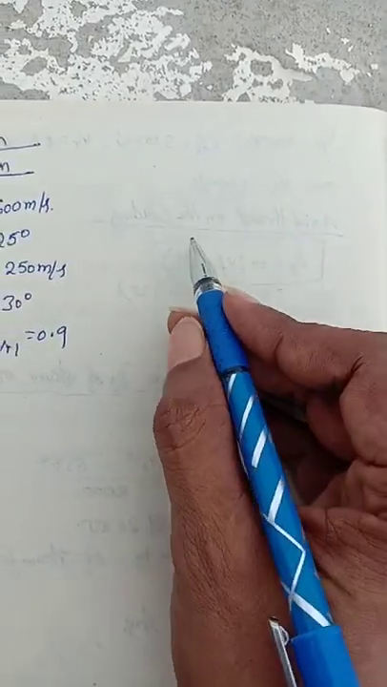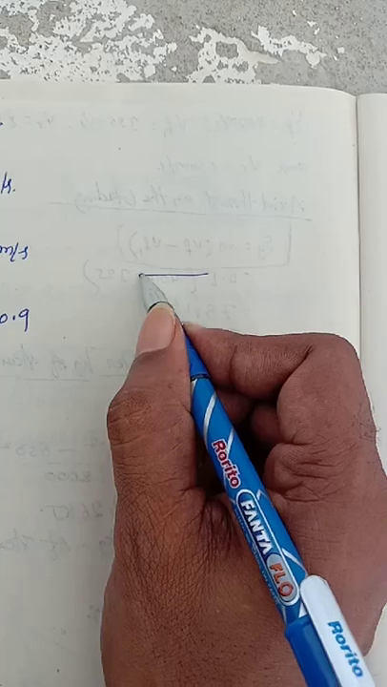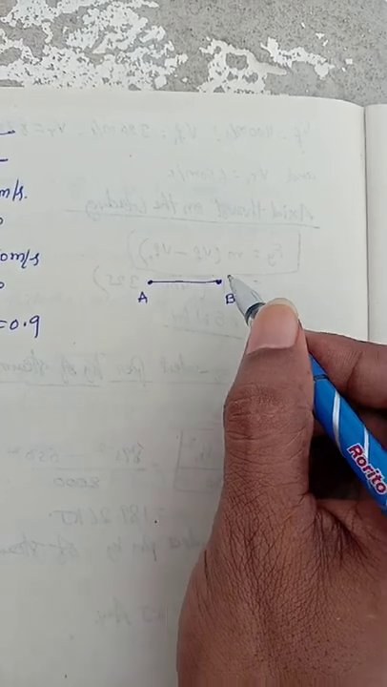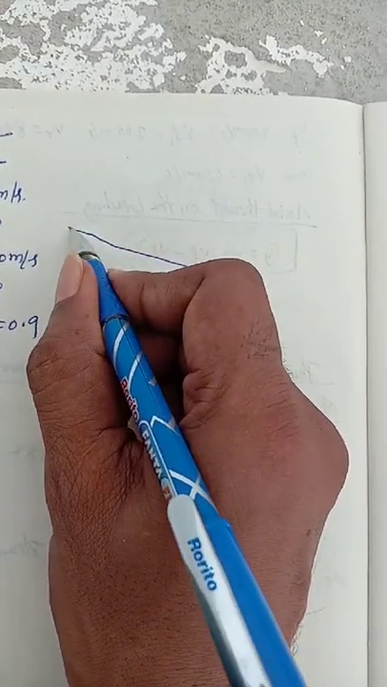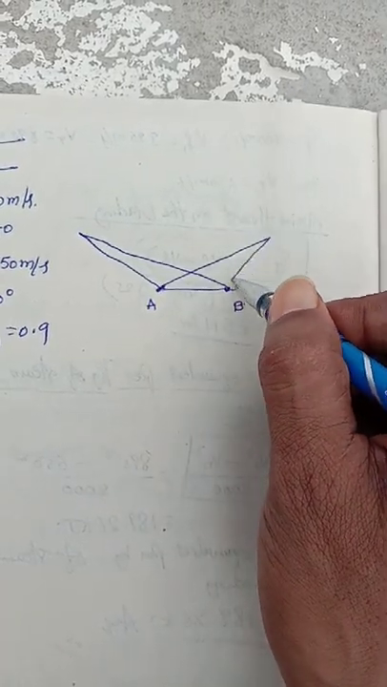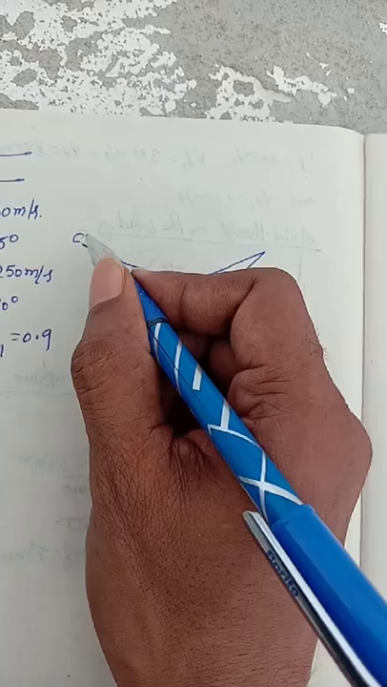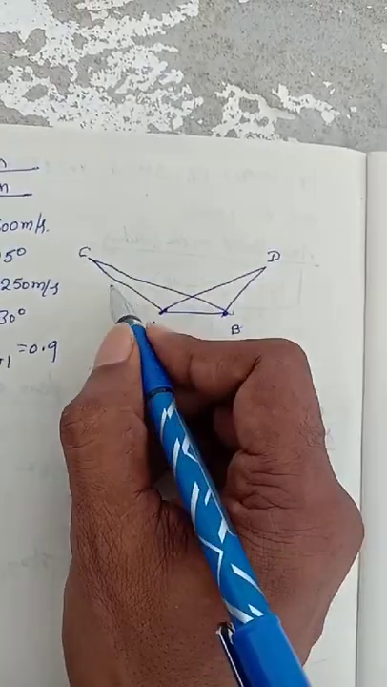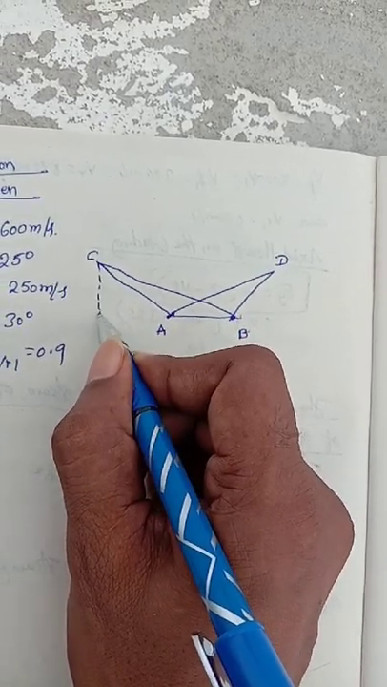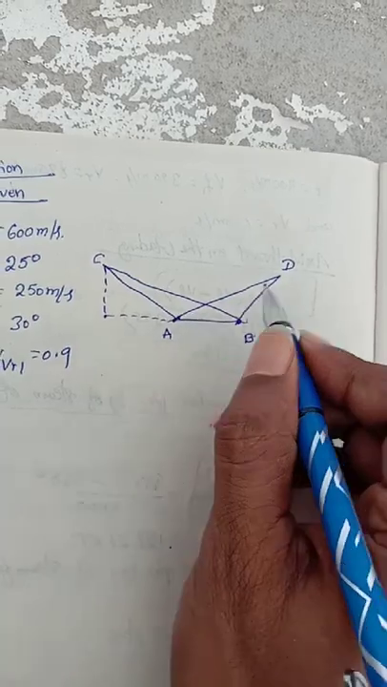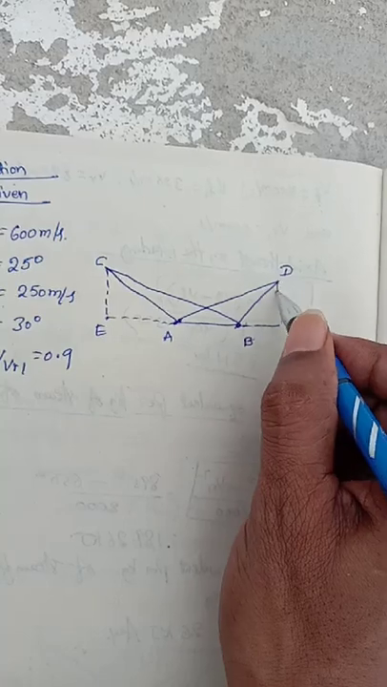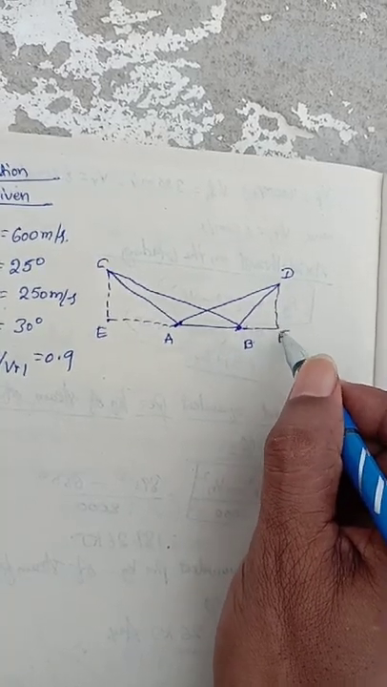Okay, the ratio of relative velocity. Here I am going to draw the compound velocity diagram. We know very well. So A, B, now this is C, D. Now here this is coming from E, F.